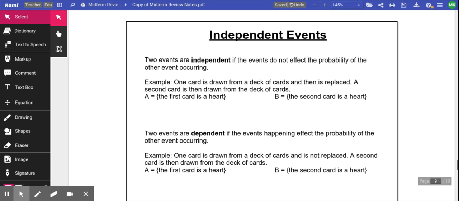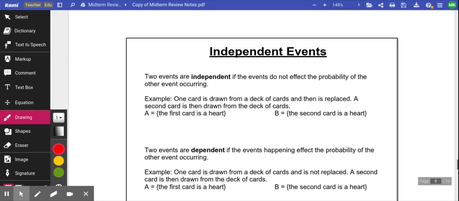Independent events. Independent events are events that do not affect each other's outcome. So for instance, if I roll a dice and I spin a wheel, those 2 events don't affect each other. If I roll a 1 on my dice, it doesn't affect what I'm going to get on my wheel. So independent events, I'm going to say, are 2 events that don't affect each other's probability.